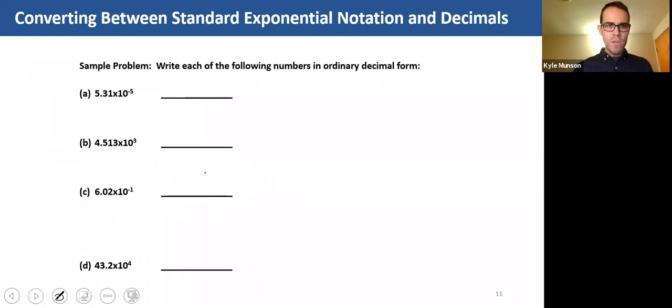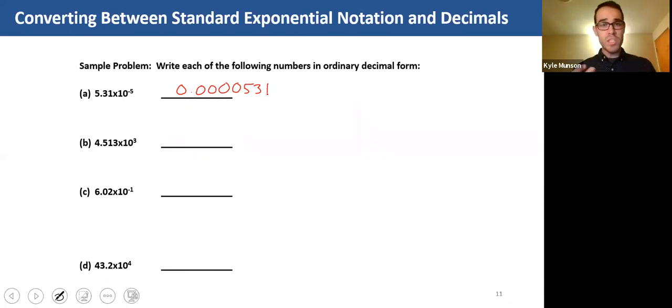Okay, so here are a few problems. Write each of the following numbers in ordinary decimal form. Again, you're going to just plug these into your calculator. Let's see what we got here. This, I believe, is going to be 0.0000531.